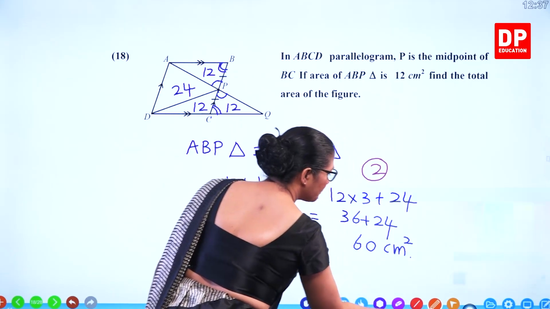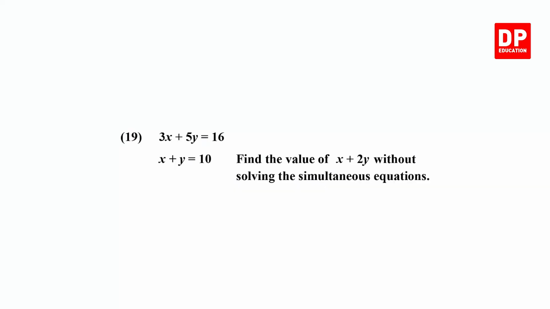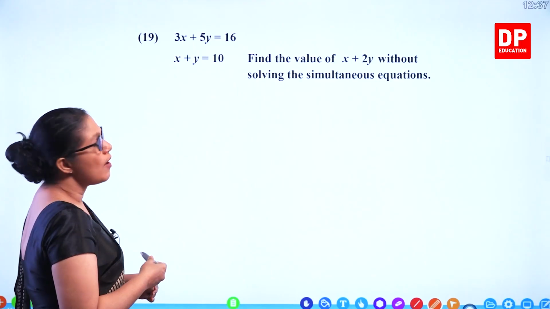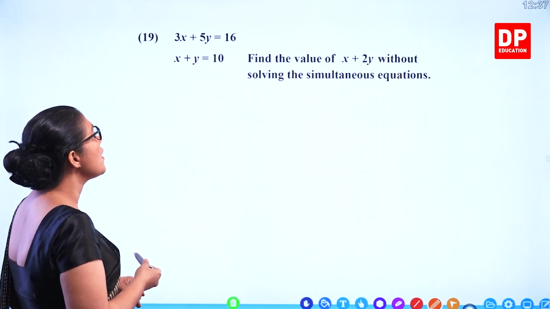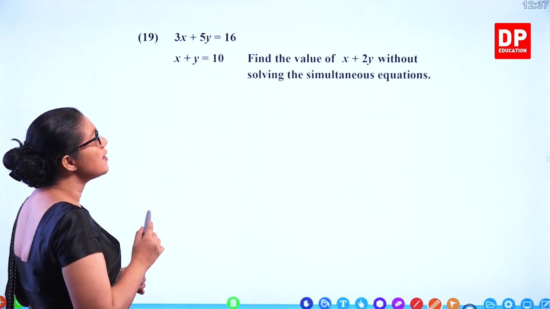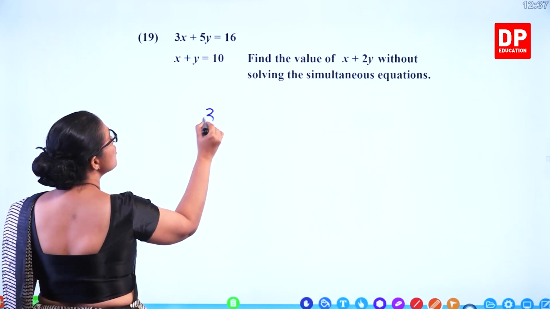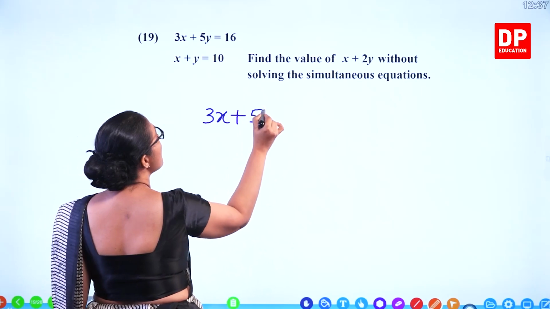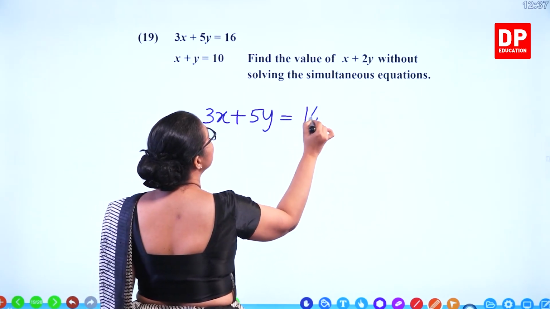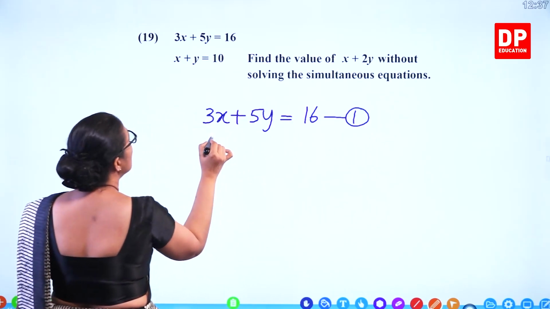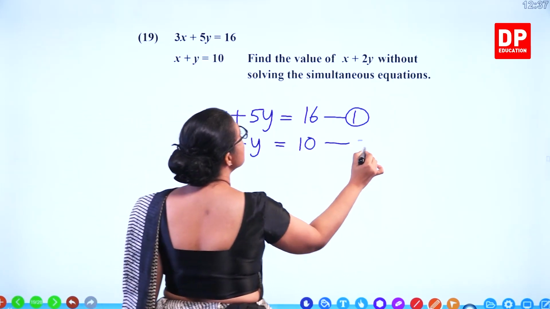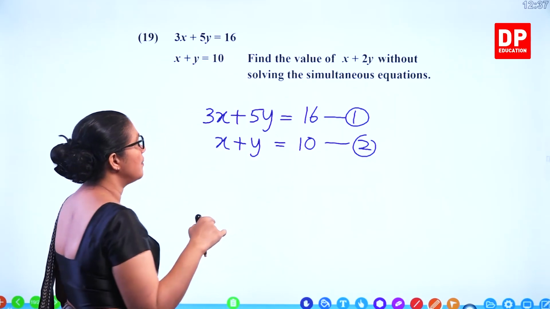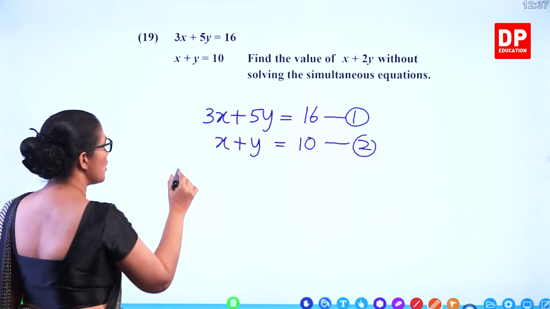Question number 19. You have given two equations, simultaneous equations. Find the value of x plus 2y without solving the simultaneous equations. So we'll try to add or subtract to get this value. X plus y equals 10. That's the second one. Now plus is there. So we need to add the two equations.